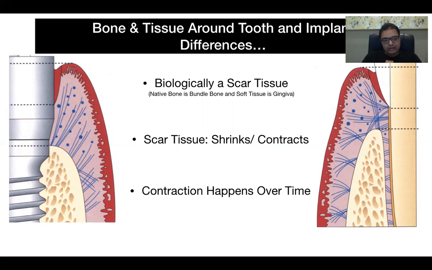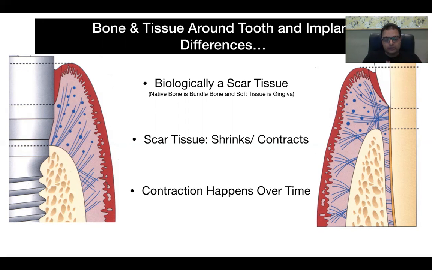On the other hand, the tissue that we see around a dental implant, on the left of your screen, literally tells you that what we have here is scar tissue. What do I mean by a scar? The minute the tooth is out of the socket, the tissue that heals and fills into that area is scar tissue. It is not native.